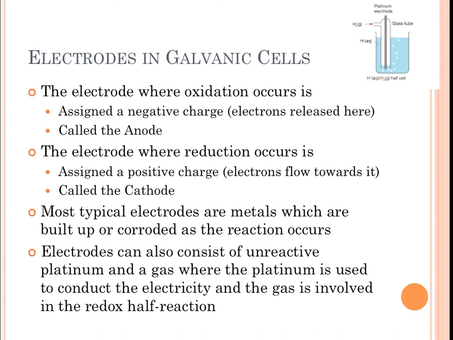The most typical electrodes are metals, but it could be an unreactive metal like platinum if you've got ions and gases in there, or it could be graphite, which will conduct electricity without reacting.